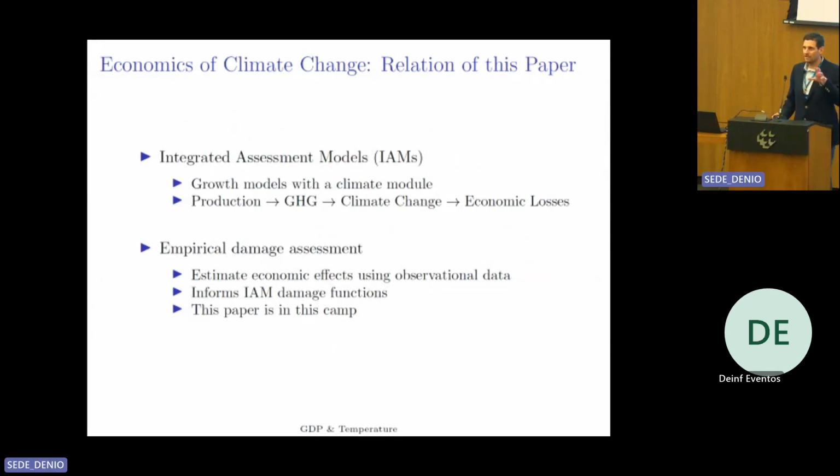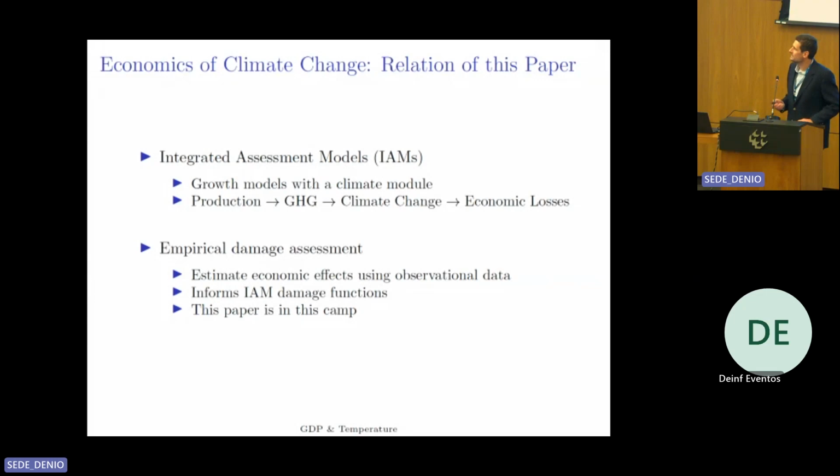If we think about integrated assessment models, these are growth models with a climate module. It relates production to greenhouse gas emissions to climate change, and then climate change to economic losses. The first channel is relatively well understood, how production leads to greenhouse gases. We're learning more about how greenhouse gases lead to climate change. And what we're going to be looking at empirically is this channel right here, how climate change leads to economic losses.